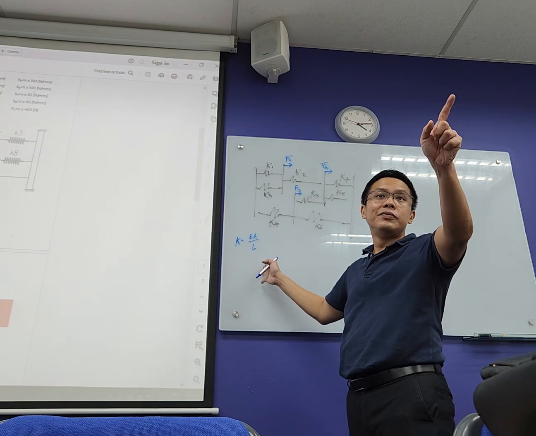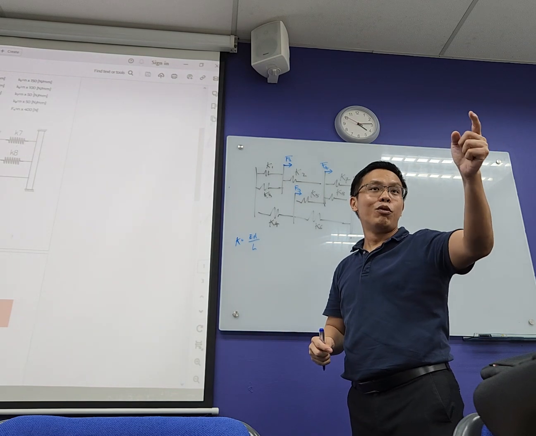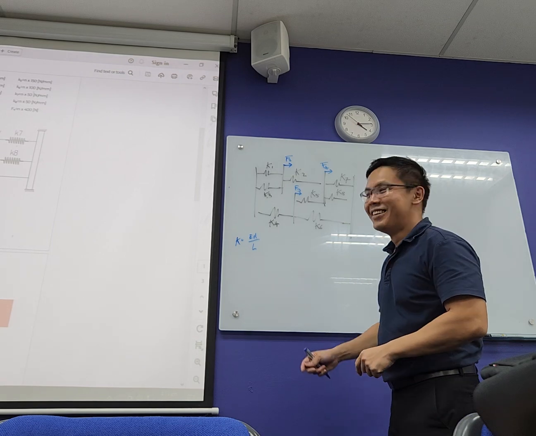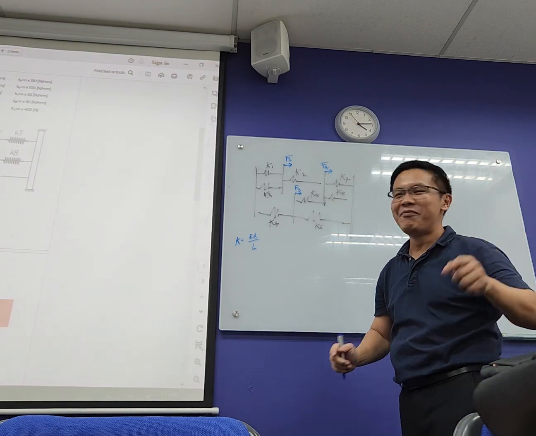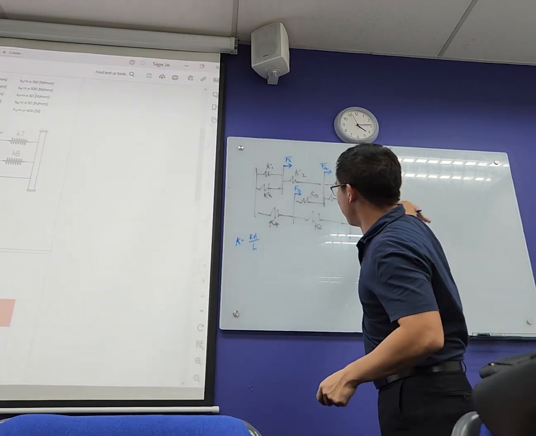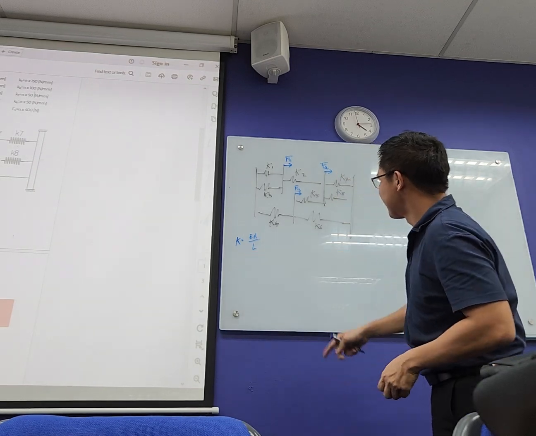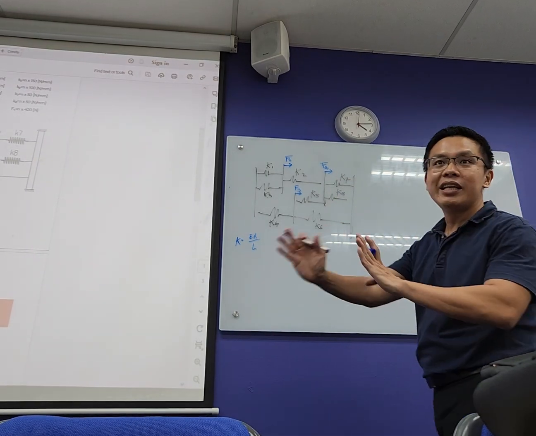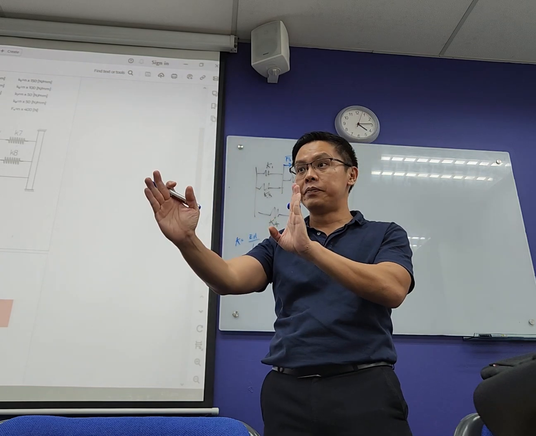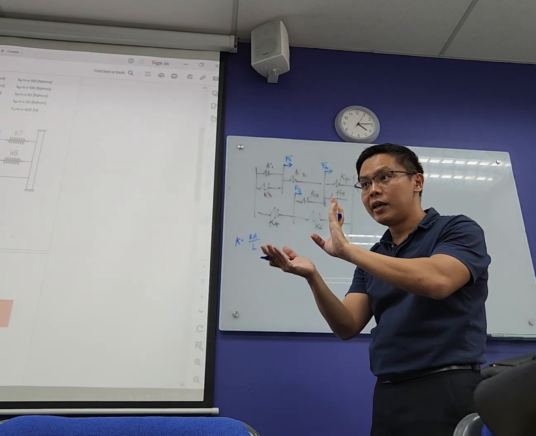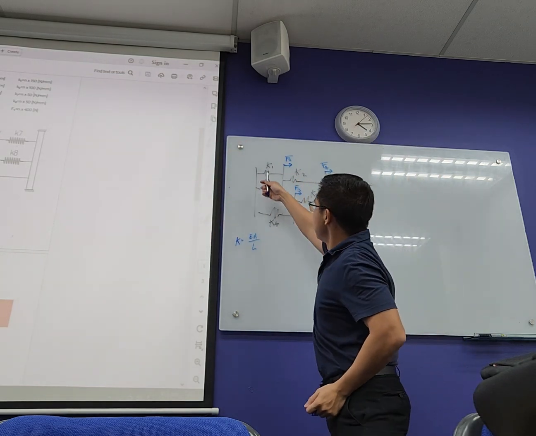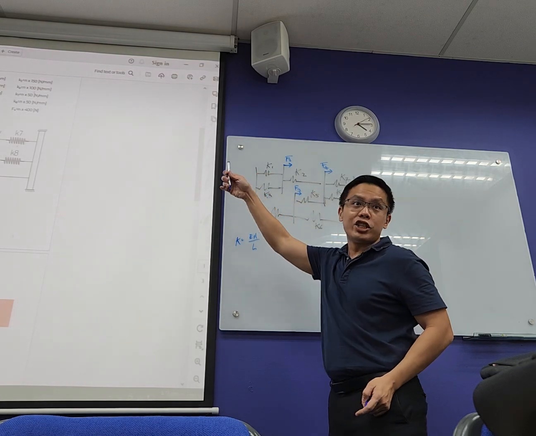Can you see behind? Cannot see, what must you do? Move to the front. Not my fault, I said already. So we are only giving it a translational degree of freedom. It's not bending, it doesn't rotate. This is a rigid bar, you only move translationally.